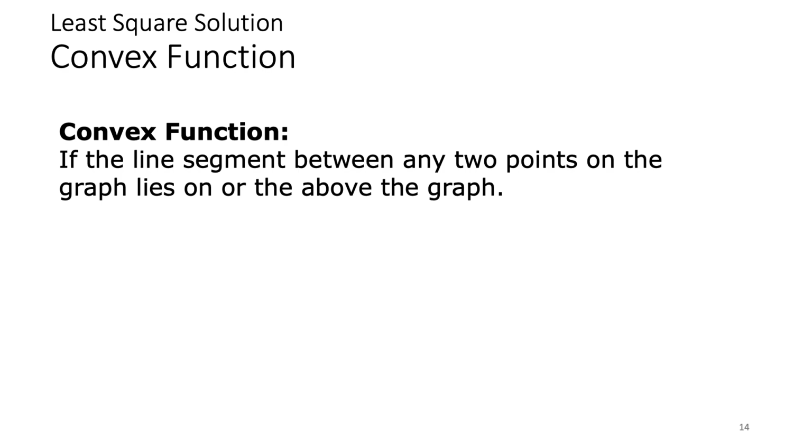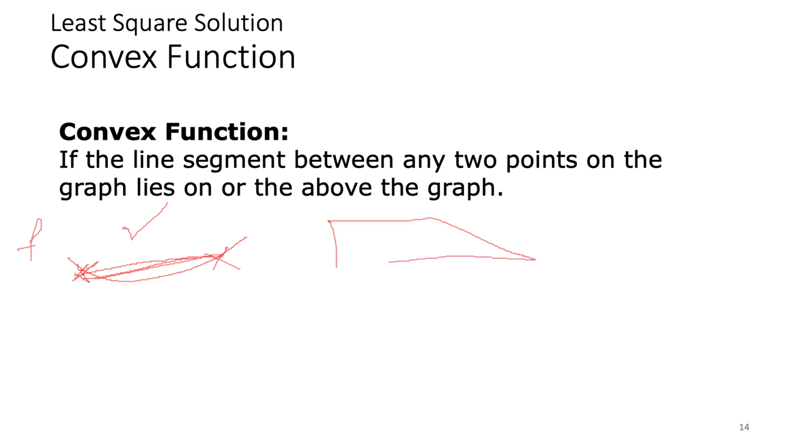All right, let's have another definition for us. What is a convex function? We call a function convex if the line segment between any 2 points on the graph lies on or above the graph. Let's see what that means. Say you have this function f. I'm going to pick 2 random points. If I connect these 2 points, the line lies on or above the graph. So that's a convex function.